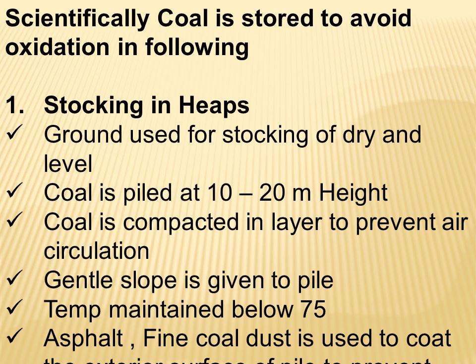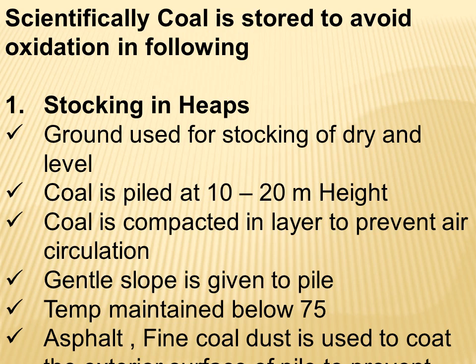Next is, scientifically, coal is stored to avoid oxidation in the following ways. First, stocking of coal in heaps. The ground used for stocking should be dry and level. Generally, a floored area is used to prevent the flow of air from the bottom. The coal is piled at a height of 10 to 12 meters.